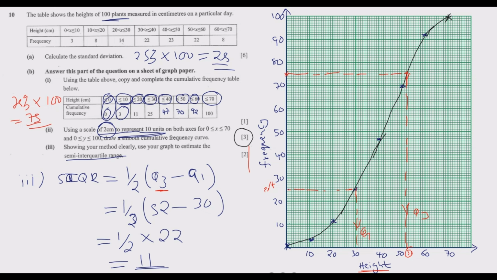So the choice is yours, whether you go with the table or you go with the approach that I've used. As long as you show your working clearly, no one can penalize you.